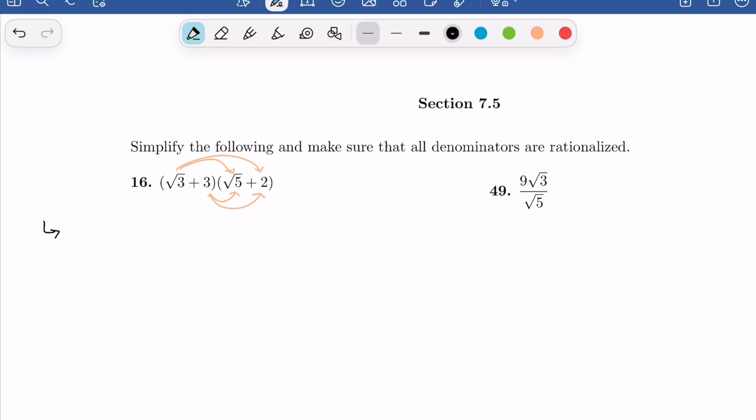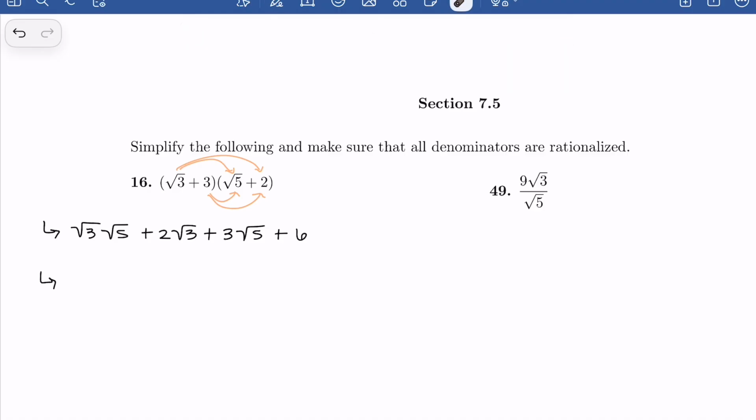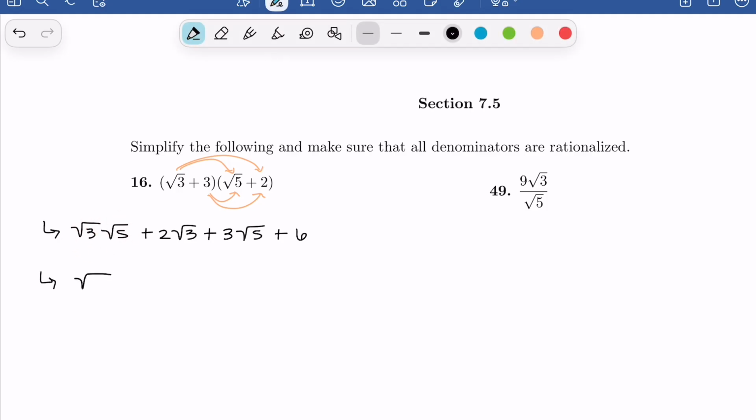Doing that, multiplying our first terms, we're going to get square root 3 times square root 5. Multiplying our outer terms, this is going to be 2 times the square root of 3. Inner is 3 times the square root of 5. And last is going to be 3 times 2, which gives us 6. All right, let's simplify this a little bit further. Using our product rule, this is the same thing as the square root of 3 times 5, all under one radical. So this is going to end up being the square root of 15.